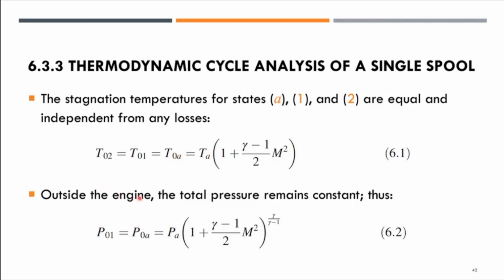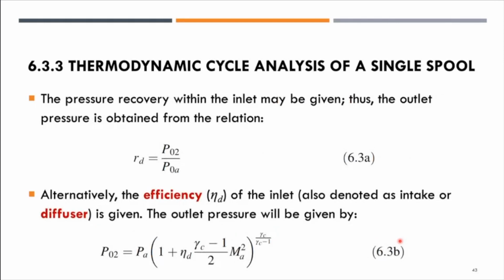Outside the engine, the total pressure remains constant, and P01 can be expressed as equation 6.2. The pressure recovery within the inlet may be given, and thus the outlet pressure is obtained from relationship 6.3a. Alternatively, the efficiency of the diffuser, zeta D, of the inlet is given. The outlet pressure will then be given by P02.